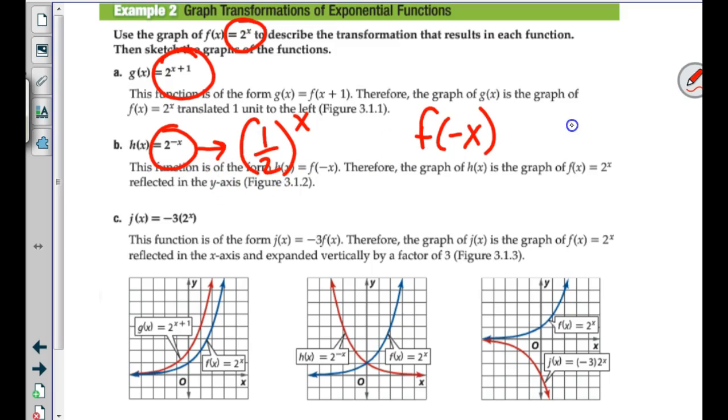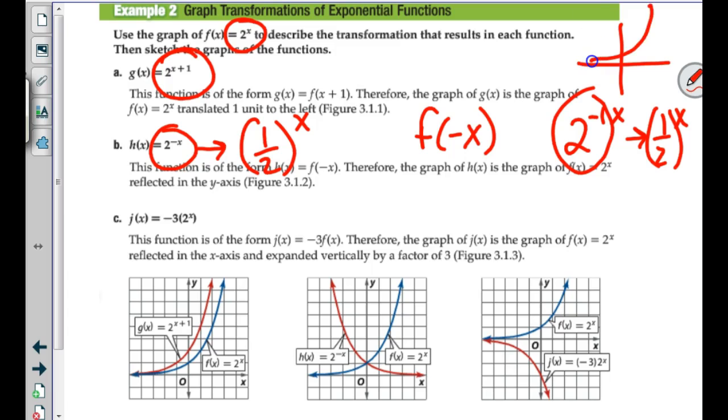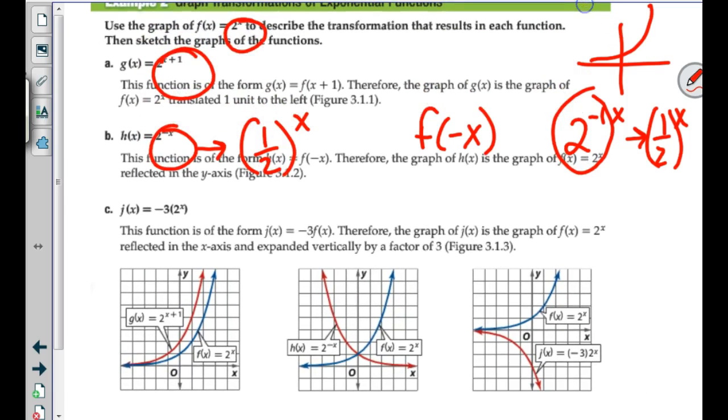Does everyone understand that? 2 to the negative 1x would just become 1/2 to the x. So therefore, it's really a decay. Does that make sense? If you had a growth and you flipped it across the y-axis, it would become a decay, right? Okay. And this one, what is a negative 3 out front going to do?